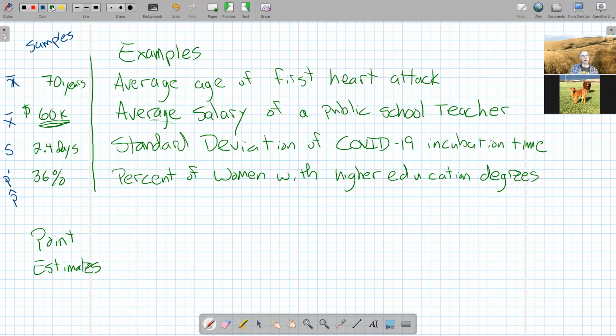Okay? As far as the population goes, which is what we're trying to predict, we use different notation. The mean of a population is the letter mu. Okay, so it looks kind of like a cross between an M and a U. It's a Greek symbol. So this would be a mu here because we're trying to figure it out for all teachers. The actual standard deviation for incubation times, that means we have every COVID-19 case that ever existed or will exist. Ain't possible. But if it did, we would call that one sigma.